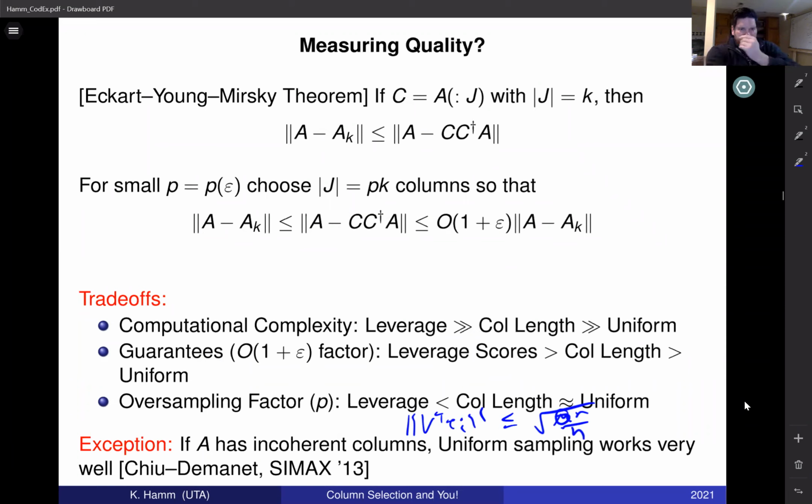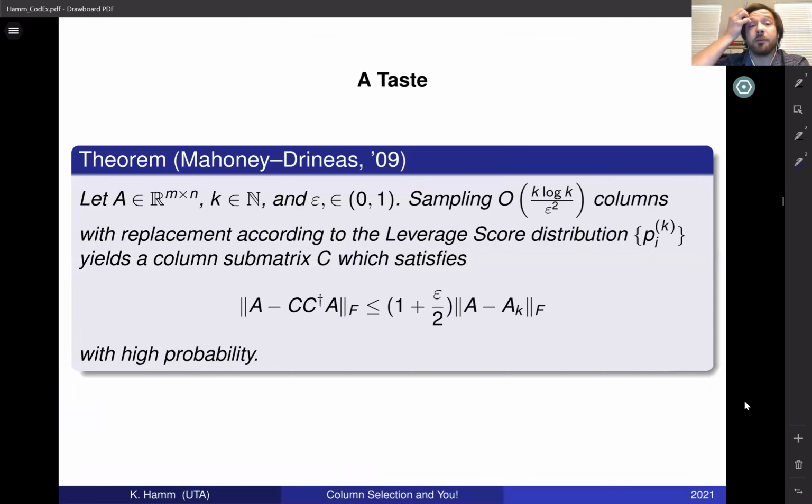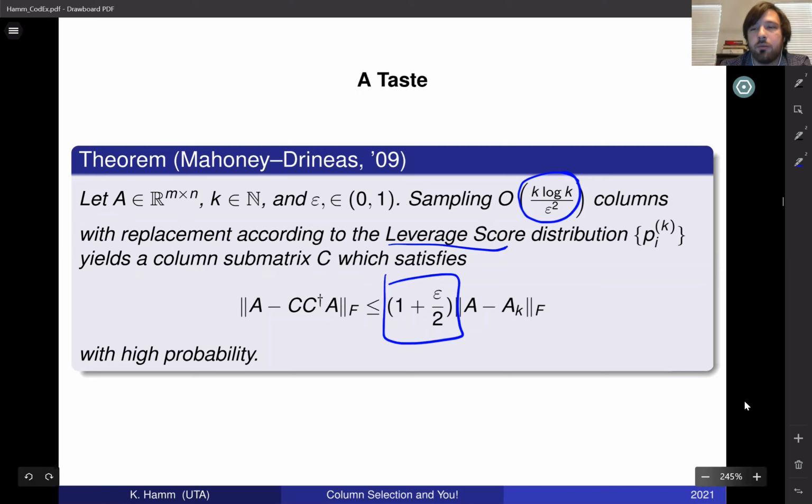Thank you. Yep. So there are many other theorems and many other sampling methods that I won't mention. Here's just a taste of some of the things you can do. This is a bit older theorem by Mahoney and Drineas. If I sample according to leverage scores, I can get away with only sampling k log k divided by epsilon squared columns, and I get a very nice factor here, 1 plus epsilon over 2. The only one mild caveat here is this is a Frobenius norm error. It's a bit harder to get spectral norm bounds in this case.